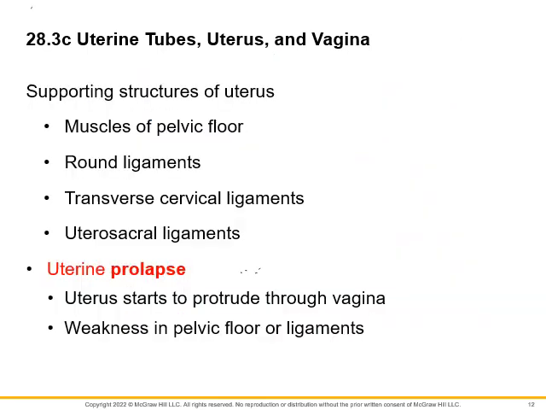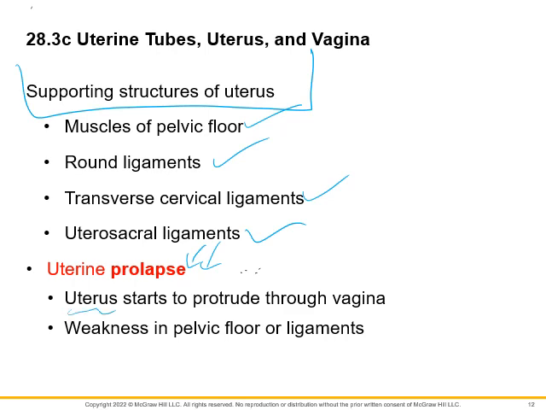We do have supporting structures of the uterus. So the muscles of the pelvic floor help keep the uterus in place, and there are lots of ligaments that are anchoring it to the pelvic cavity. But there is something called uterine prolapse, where the uterus falls down and starts to protrude through the vagina. You could see how the weakening of the pelvic floor muscles or the stretch of the ligaments supporting the uterus could allow for this to happen.